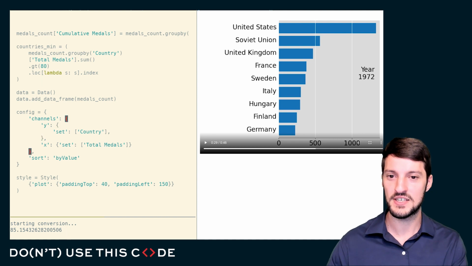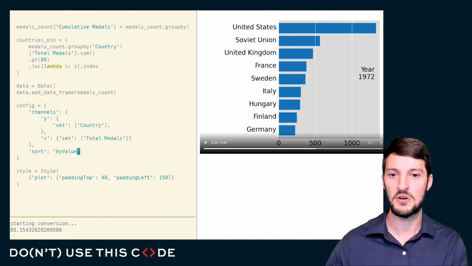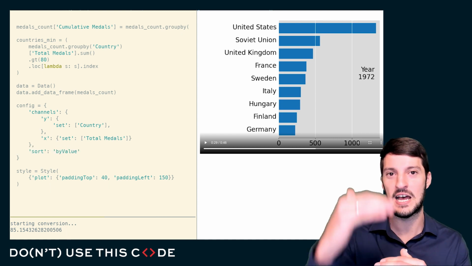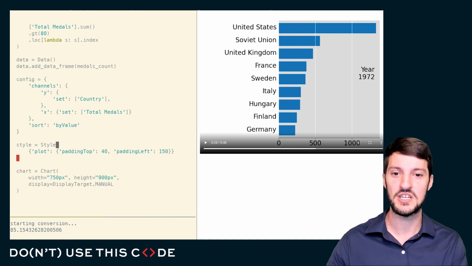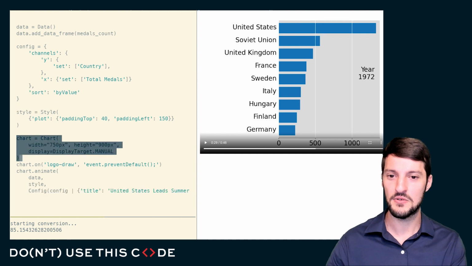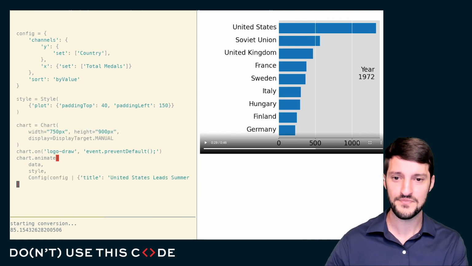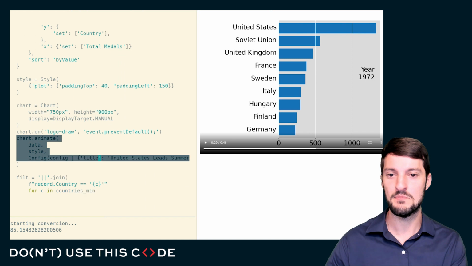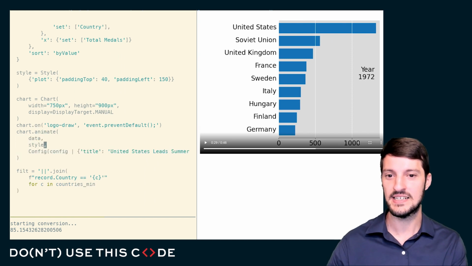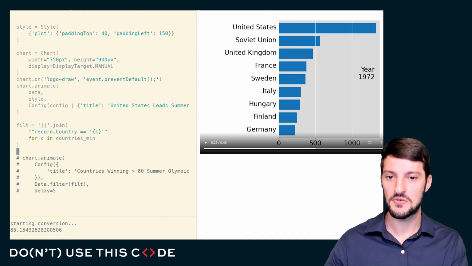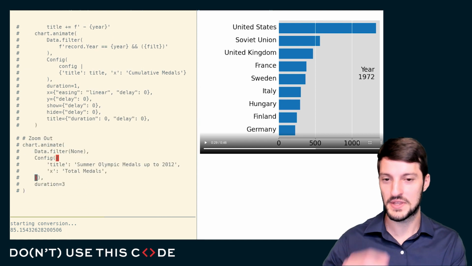And so what this looks like is I'm actually declaring some channels, what my X and Y axis will be. And so my Y will actually be my country, and my X will actually be my total metals. And we're always going to sort by value, so we're always going to have the country with the most number of metals on top. I go and then instantiate my chart, and I add some animations to my chart. So I add my data, I add my styling, and I add my configuration while also setting a title. And so let's go ahead and take a look at what this chart looks like.